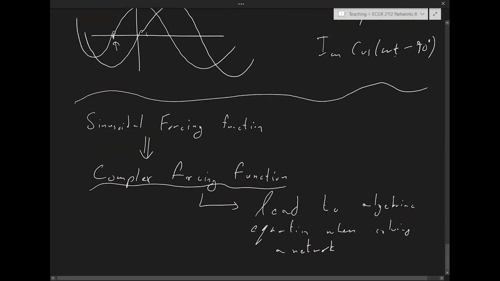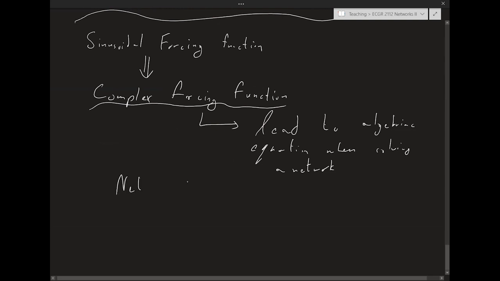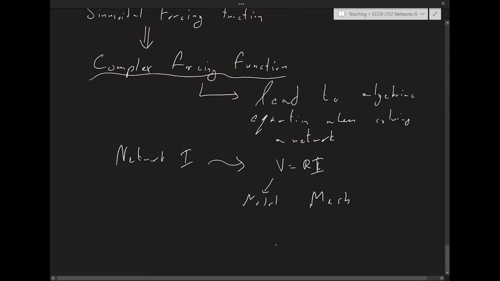Why is that good? Because remember, in Networks 1, all your analysis is based on Ohm's law, V equals Ri, right? And then you use nodal and mesh and other techniques. The point is, ultimately, you get a bunch of algebraic equations that you solve.